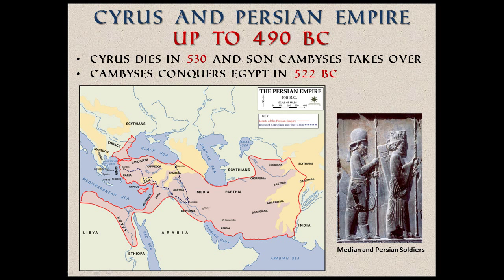His son Cambyses took over, and continued the expansion of the Persian Empire. He conquered Egypt in 522 BC. Now, Egypt was a very powerful empire in its own right. Cambyses also began to take over some territories in northern Greece near Thrace. And at this point, right before the Persian Wars, the Achaemenid Empire stretches from Egypt all the way to India, and to the north, it reaches the Danube River.